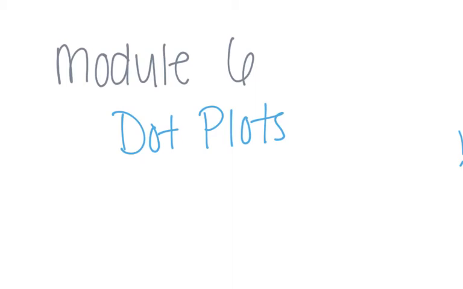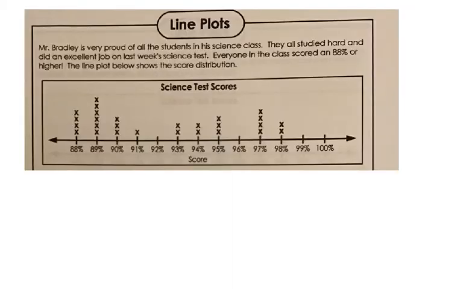Module 6, dot plots. Dot plots can also be called line plots, like we can see in our picture of our graph here. So a dot plot and a line plot are the exact same thing, and they show a set of data. So for example, we can see that 4 people scored 88%. So that means one of these little X's represents one person. All right, now let's answer some questions using our dot plot.